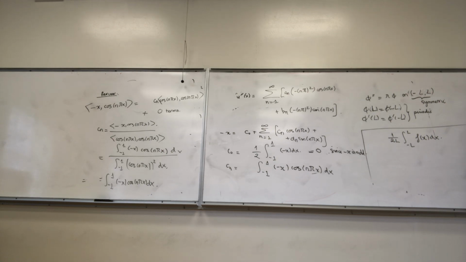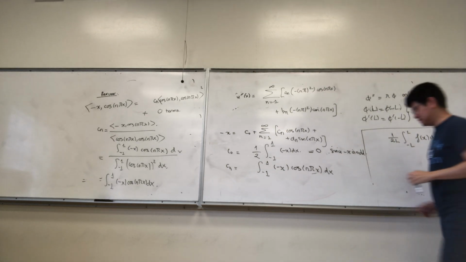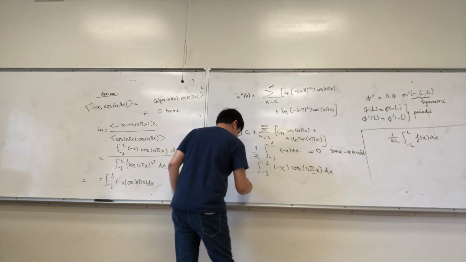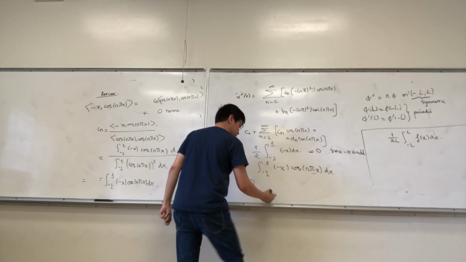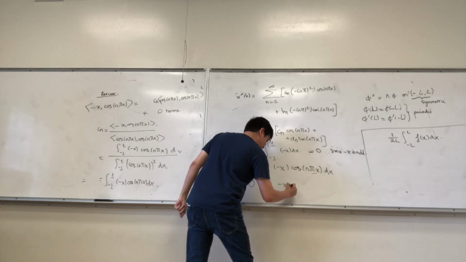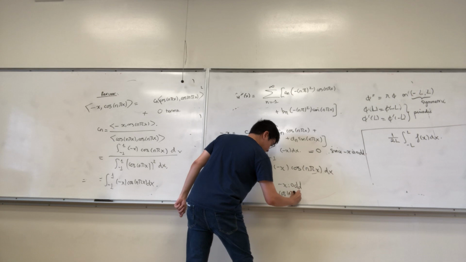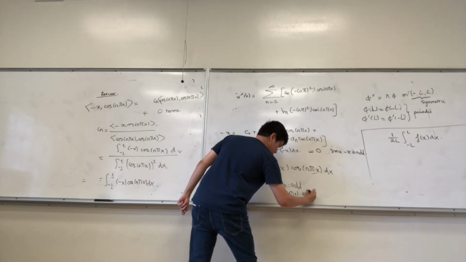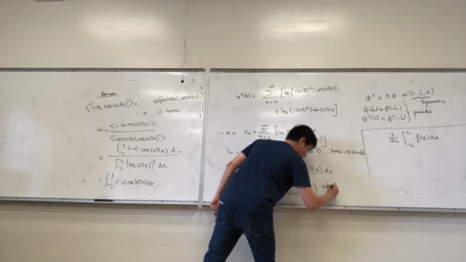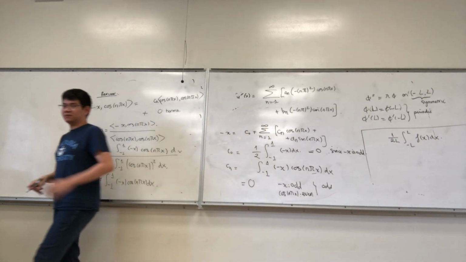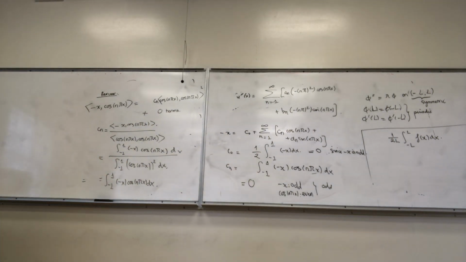It is also 0 because of the odd terms in the function. So this is also 0 because minus x is odd, cosine n pi x is even, so odd times even is odd, right? So we come back to the previous lecture. We know that the integral of an odd function is 0. It's clear?